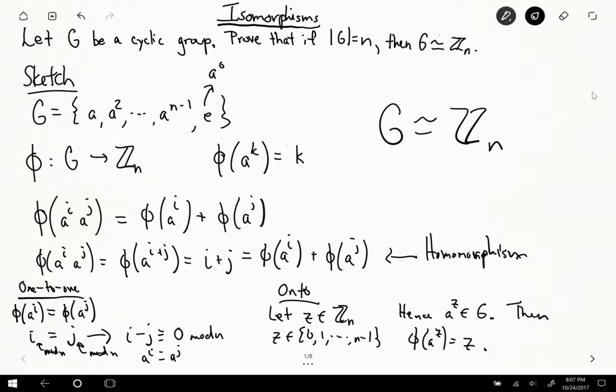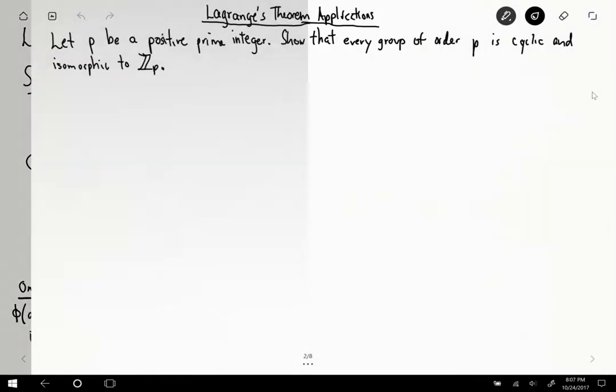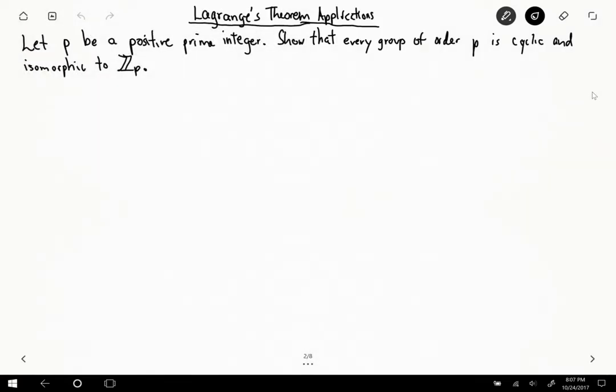So now moving forward, where do we go from this? We're going to try and use that result. Lagrange's theorem combined with that previous result: let P be a positive prime integer, and we want to show that every group of order P is cyclic and isomorphic to Z mod P. So let's sketch this thing up. How do we actually go about showing this result? Well, it follows in the same light of what we just did.